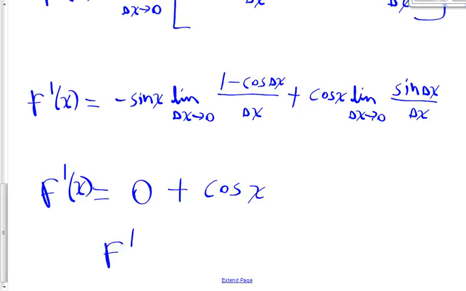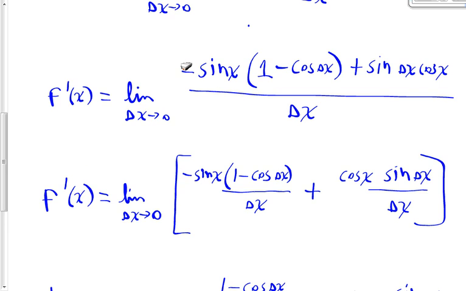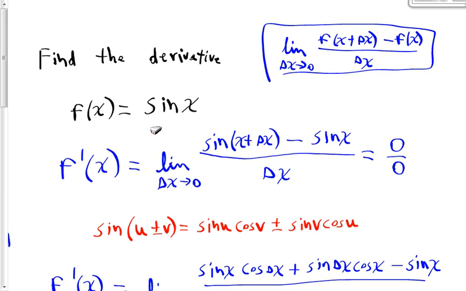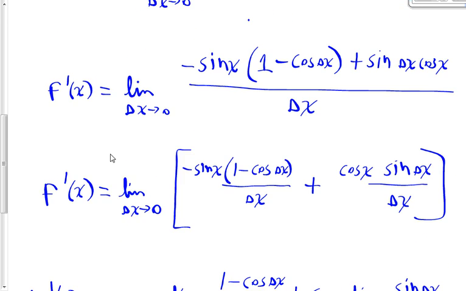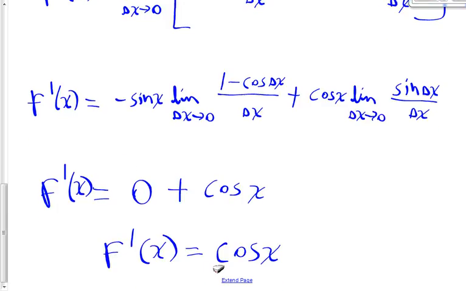So it turns out that the derivative of the sine of x is just the cosine of x. So you see, if you start off with the function sine x as your f, as your function, and you want to find the derivative of sine x, the derivative of sine x is cosine x.